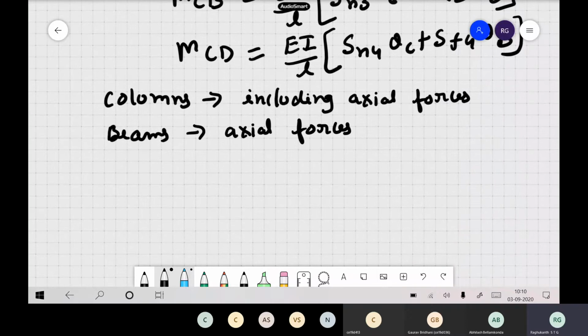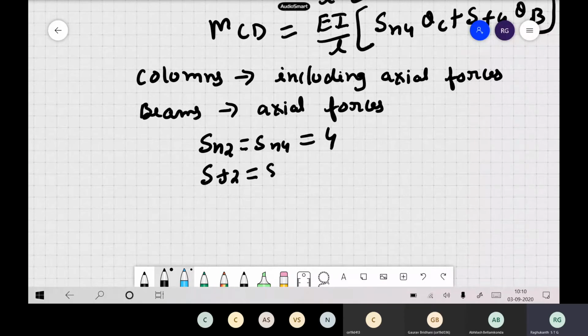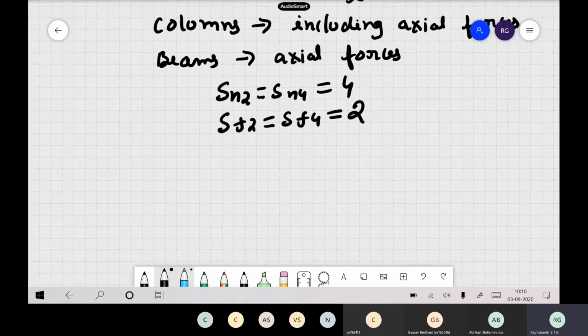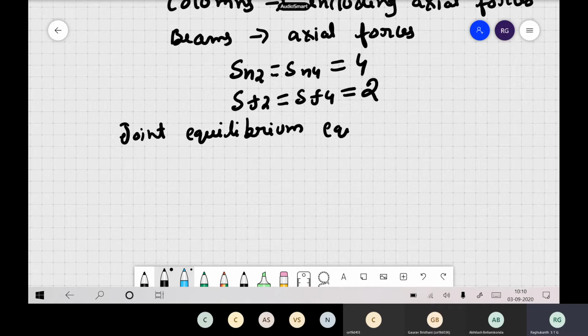Because the horizontal members don't have axial forces, your SN2, then your SN4 are 4, then SF2, then SF4, these are all 2. So this is how our numbers look for the beams. Now the slope deflection equations are there. Now we write the joint equilibrium equations. At each joint, you write these joint equilibrium equations also.